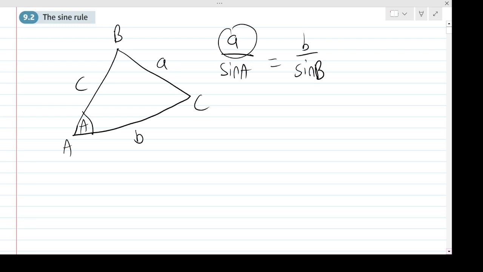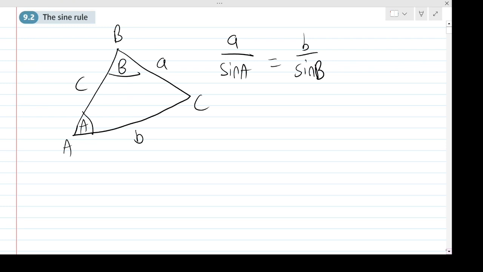Meaning, one length and the opposite angle. So the angle A here is facing the side little a. So the side over its opposite angle, a over sine A, is the same as another side over its opposite angle. So the length b here, and so that would be angle B. The ratio between two lengths and their angles are equal, essentially.